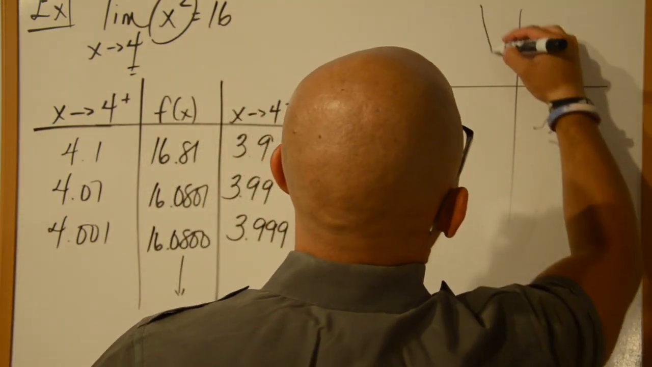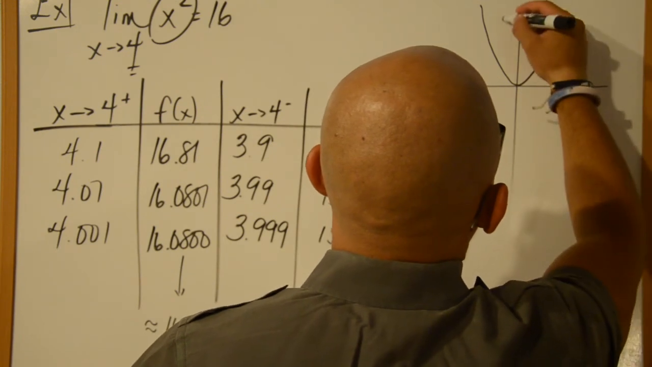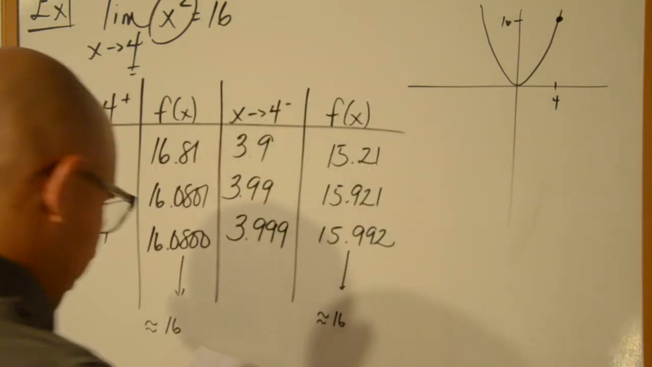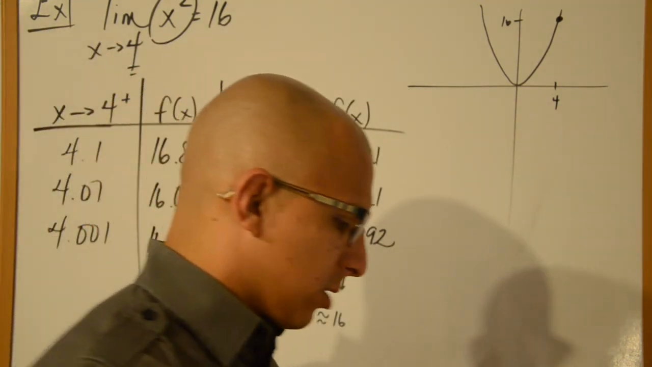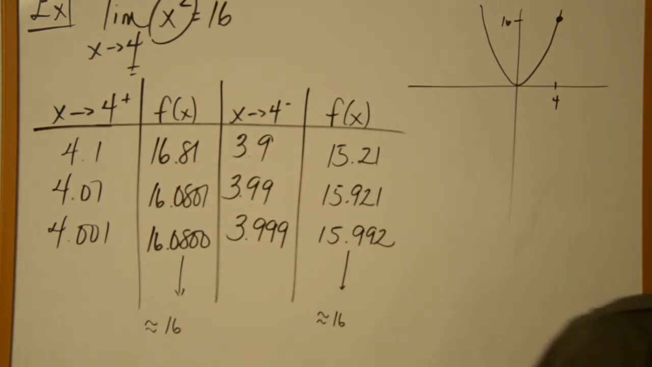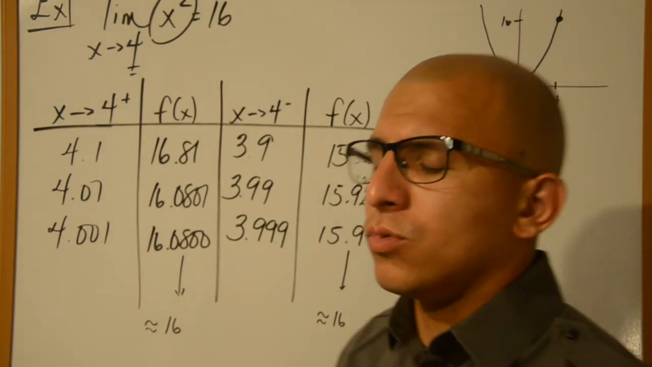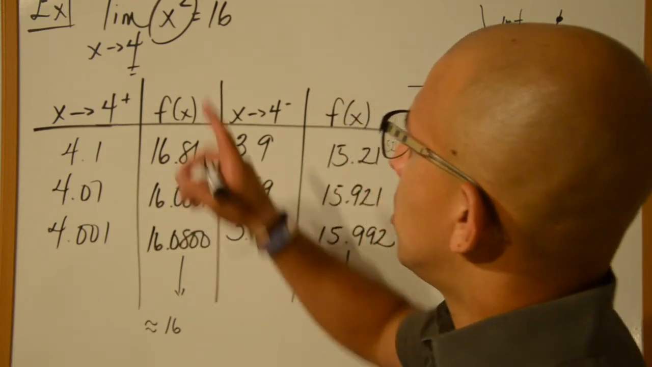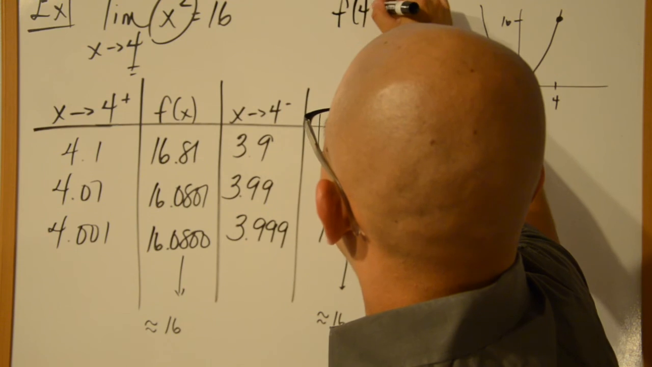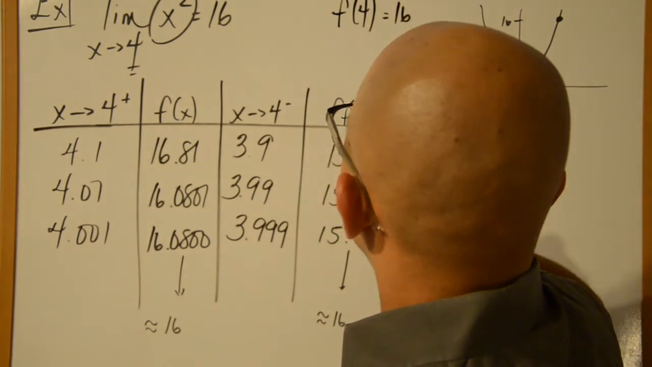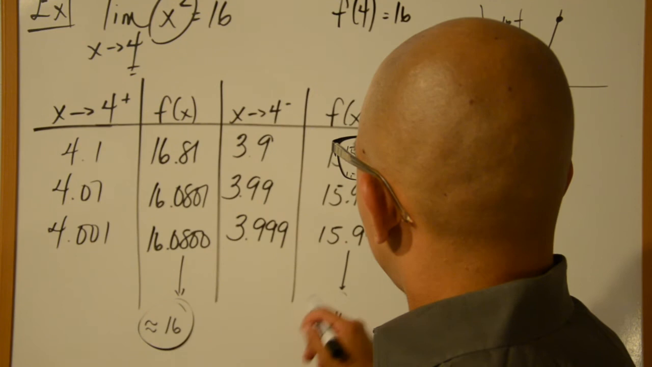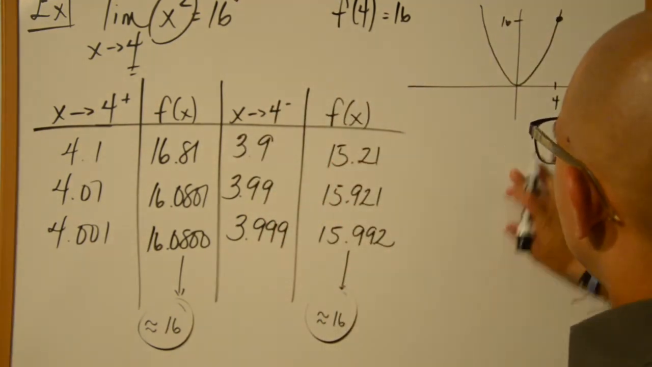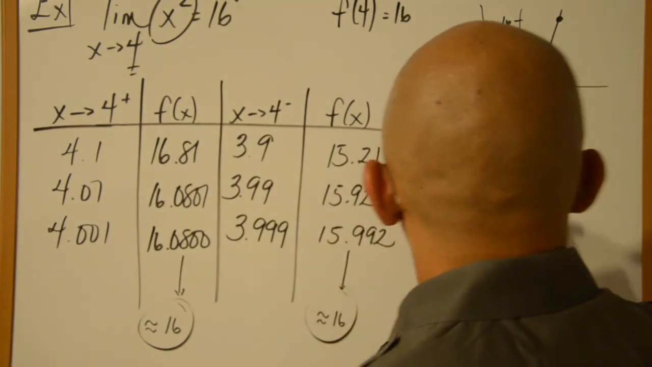Alright, so we have x squared, 16, 4. So why this example as compared to the previous one? Two things. In the original example, the value of sine of x divided by x at 0 was undefined. Here, the value of f of 4 is indeed 16, which is also the limit.